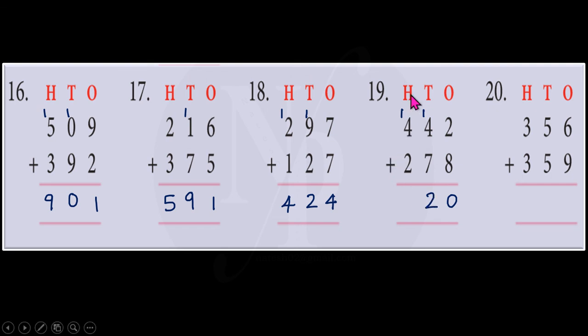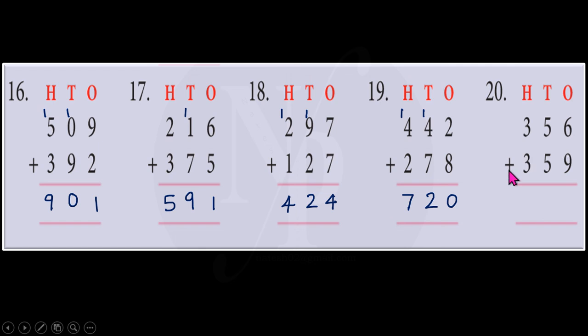Now we add the digits in hundreds column. 1 plus 4 is 5, 5 plus 2 is 7, 7 hundreds. So I write 7 in hundreds column. Therefore, 720 is the sum of 442 and 278. Now let us move to the next and last question of this exercise. That is question number 20.